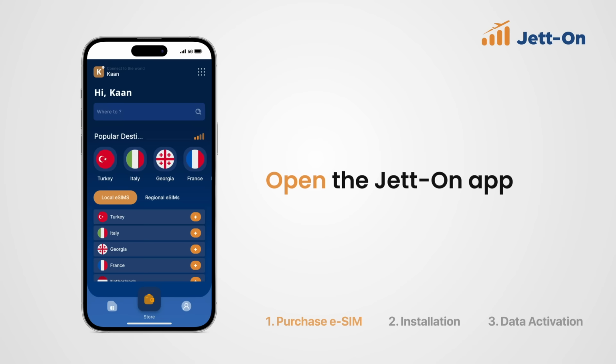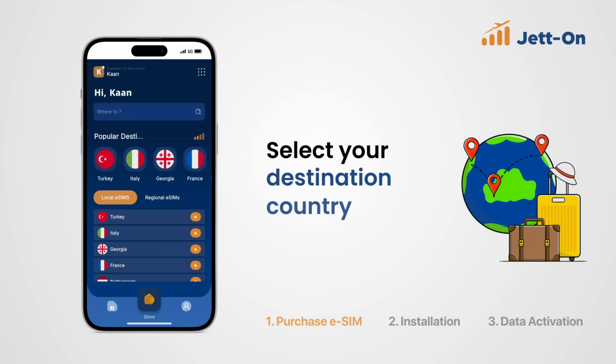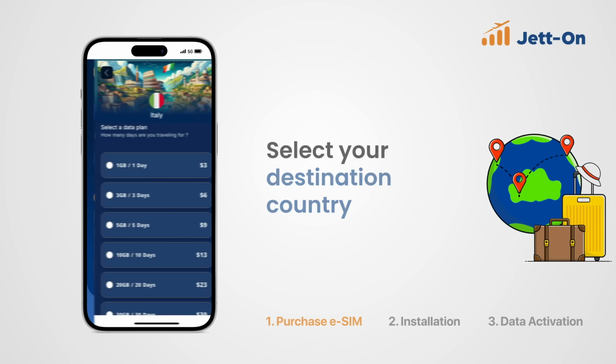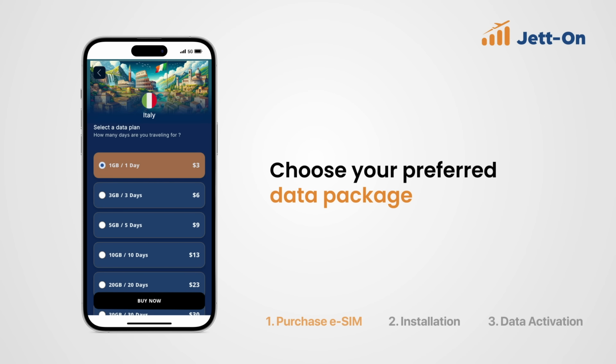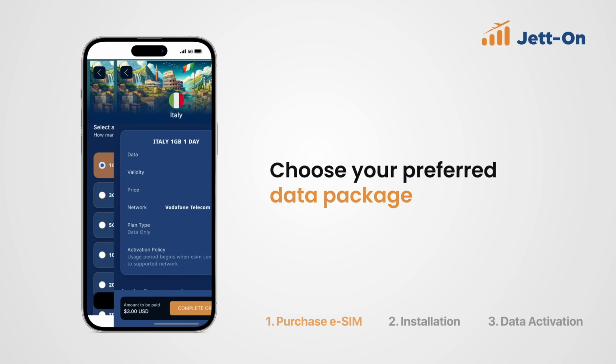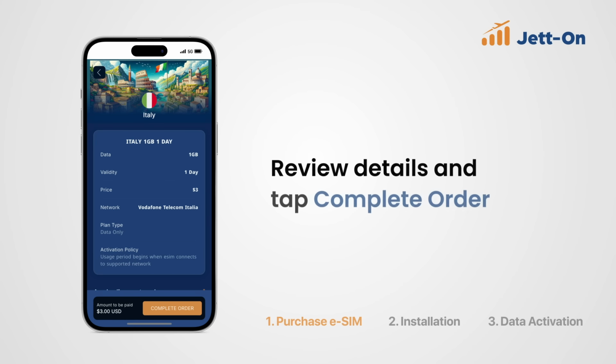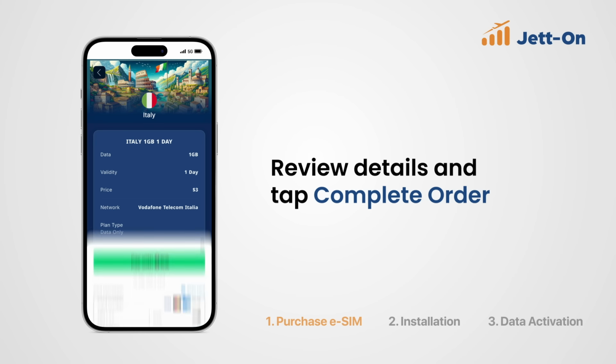First, open the Jett-On app on your iPhone. Next, select the country you're traveling to and tap to proceed. Now, you'll see different data packages. Pick the one that best suits your needs and tap on it. Review the package details carefully. When you're ready, tap Complete Order at the bottom.